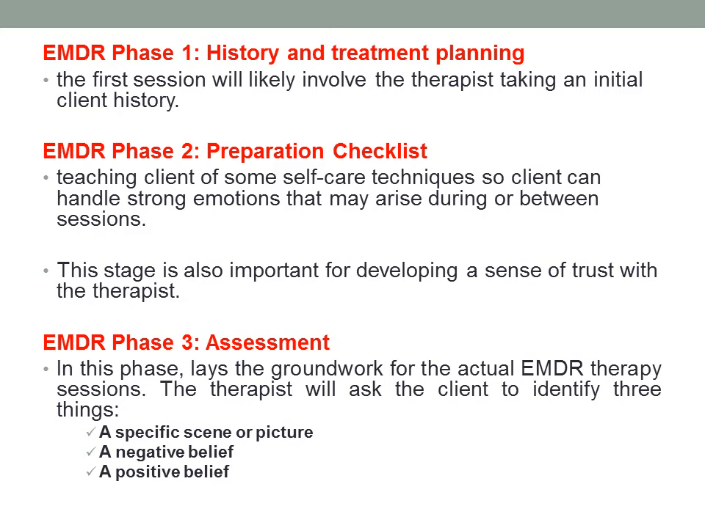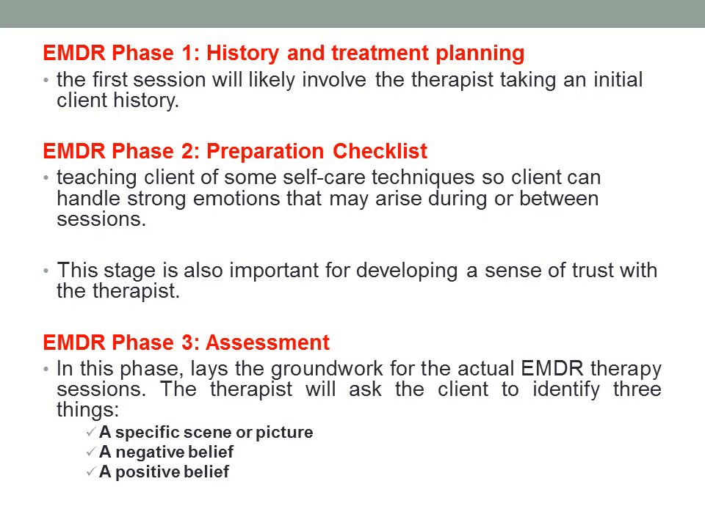Meanwhile, the third phase is assessment. This phase lays the groundwork for the actual EMDR therapy session. The therapist will ask the client to identify three things. The first is a specific scene or picture that best represents the target event. The client probably will have already discussed the target event in the first session, but at this point, the client will clarify the visual image of the trauma that the client experienced, including associated emotion and bodily sensation.